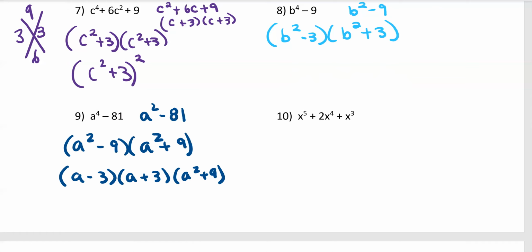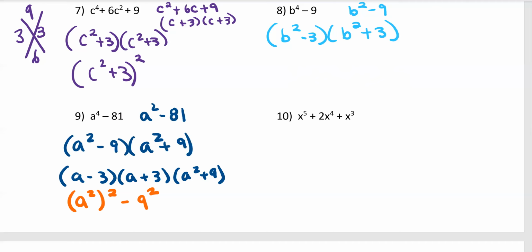Another way you can look at number 9 is we could have started off as a squared squared minus 9 squared, if that helps you see the pattern. There are several techniques for factoring problems like number 9.